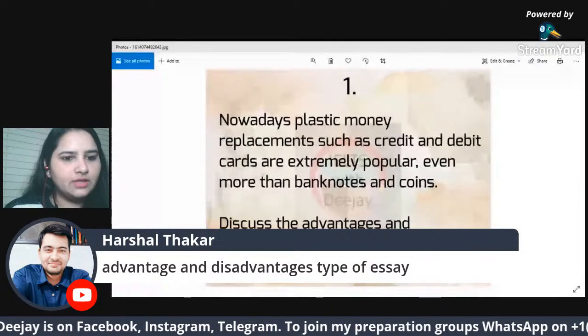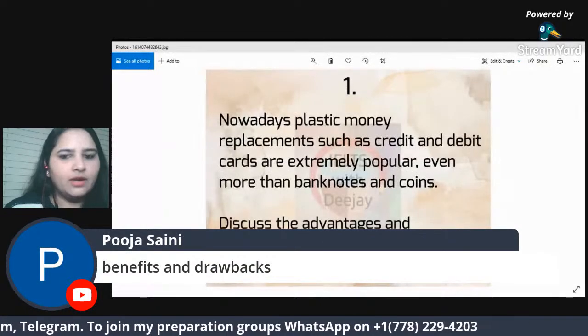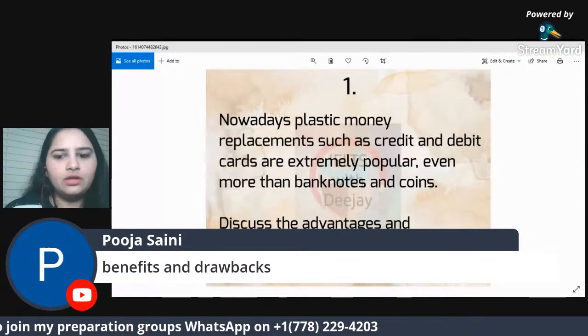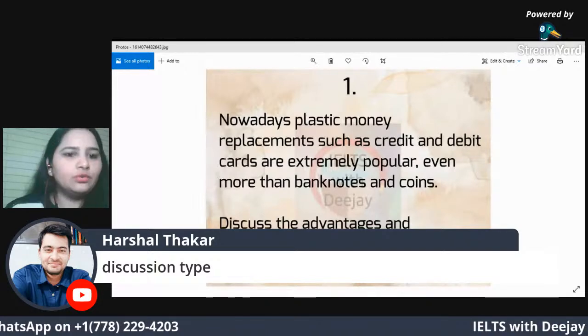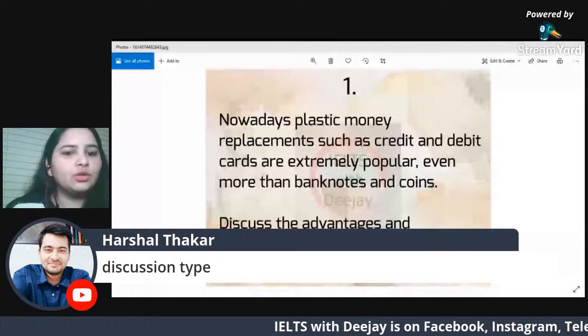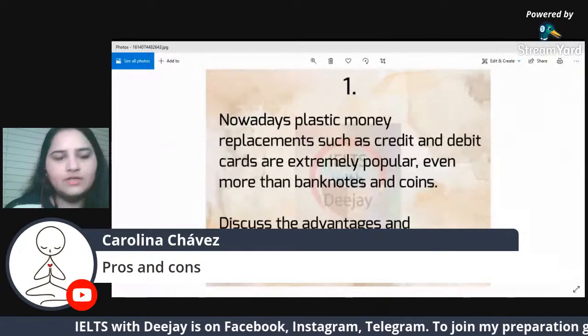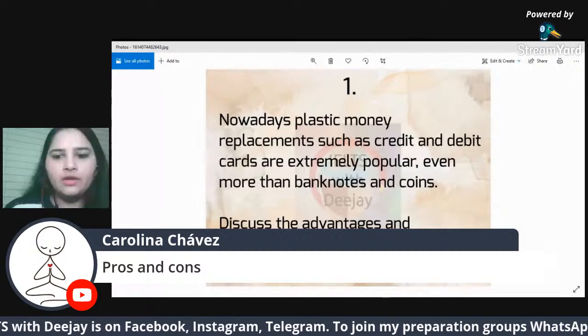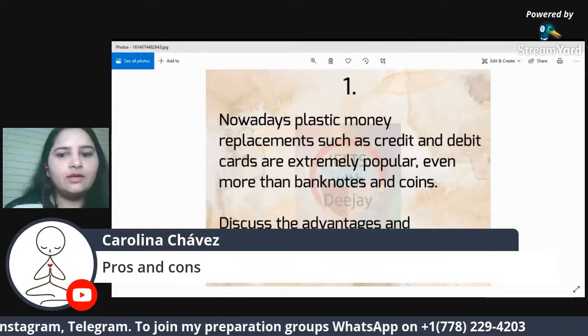Advantages and disadvantages type of essay. Yes, very good. Benefits and drawbacks, you can say that as well. Discussion. Yeah, it's a kind of discussion essay because you're going to do the discussion of both sides. You're talking about the advantages, you're talking about the disadvantages. Okay. Yes, pros and cons. Very good. Okay. So, how do we write this kind of essay?